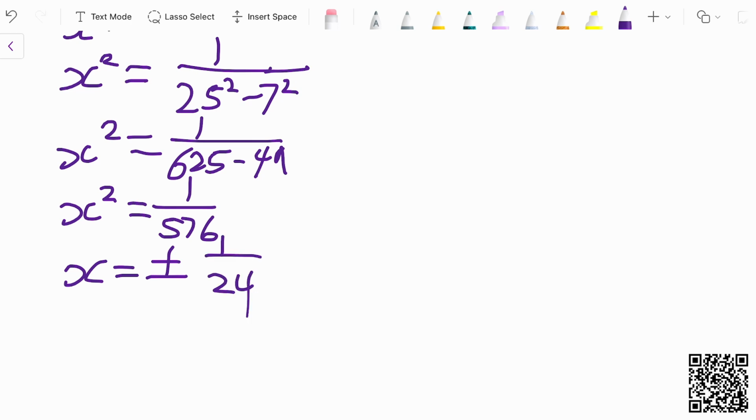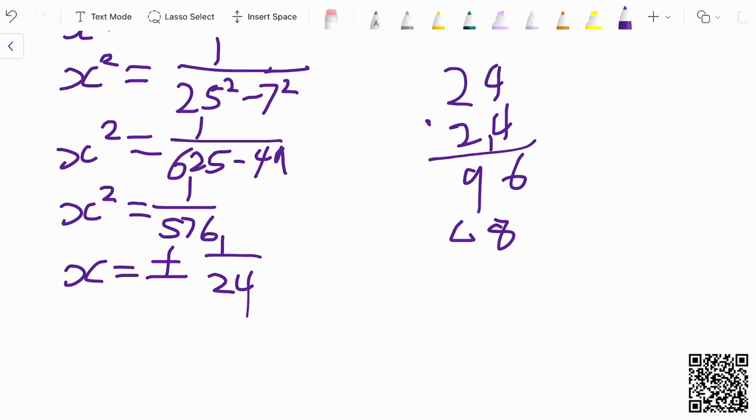But how do we know that this actually works? So we can test it out. On those competition ones, you probably wouldn't want to, but if you were just double checking for a test that counts for 80% of your grade, sure, why not? 9 plus 8, 17, 5, 7, 6. So it's perfectly 576. And so our answer is x is equivalent to positive or negative 1 over 24.